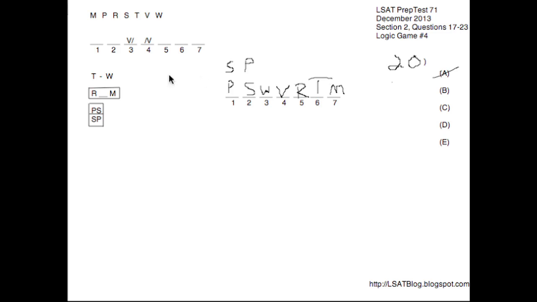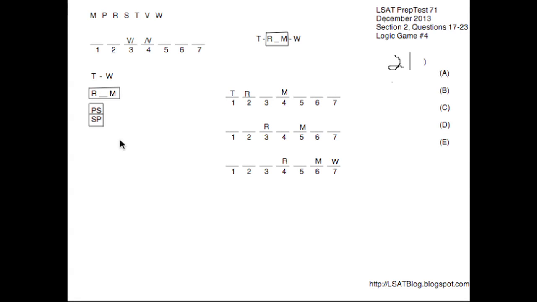Now the problem is that we always have to have T before W, and we're violating that here. So as a result of trying to put W on 3, we ended up with an invalid scenario. So we can infer that W on 3 is impossible since this scenario is invalid, and so E is our answer for number 20.